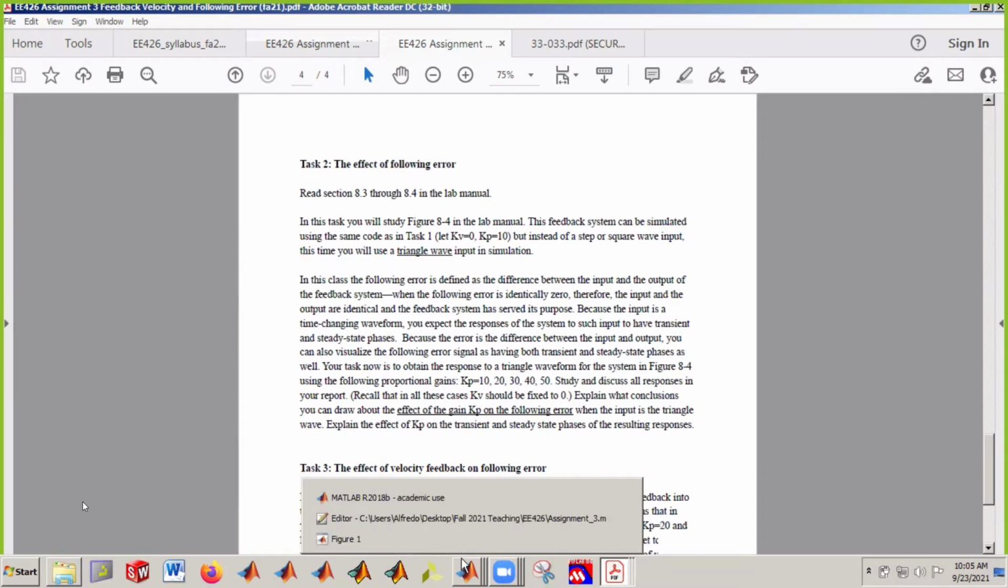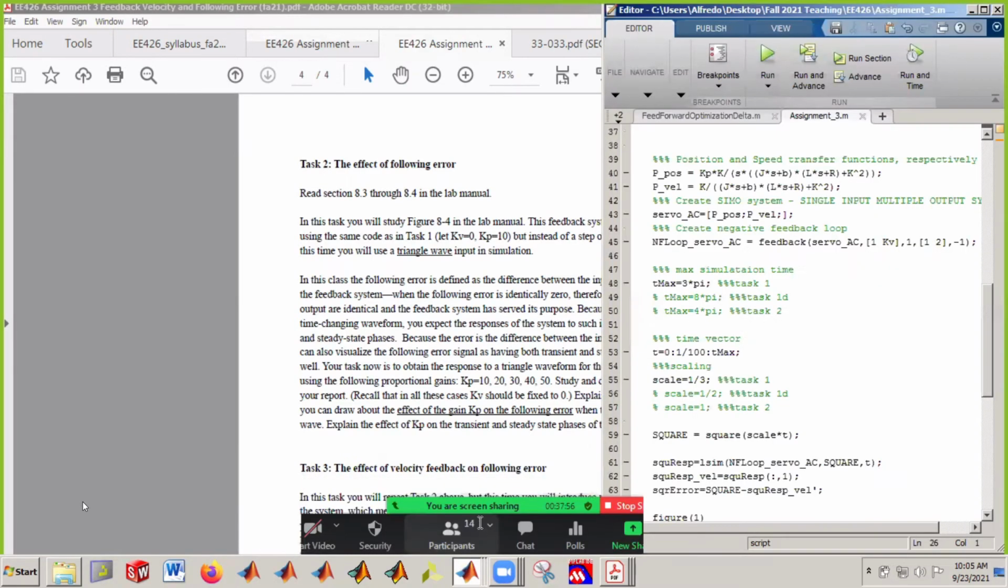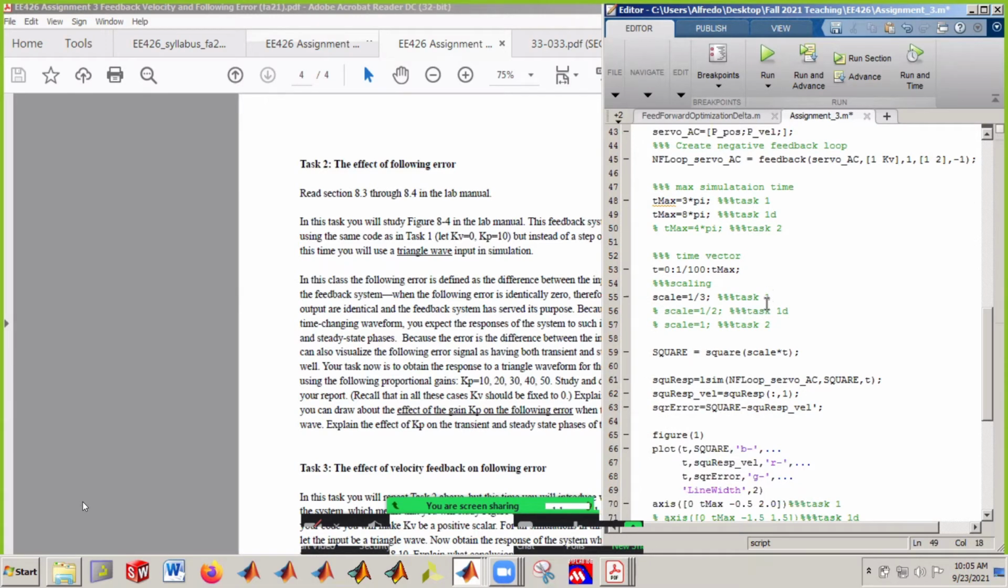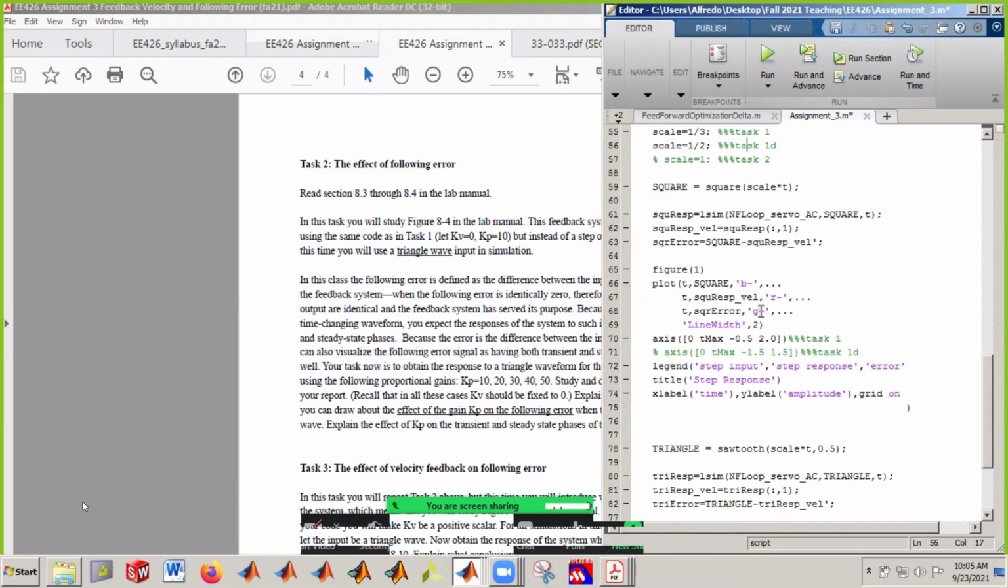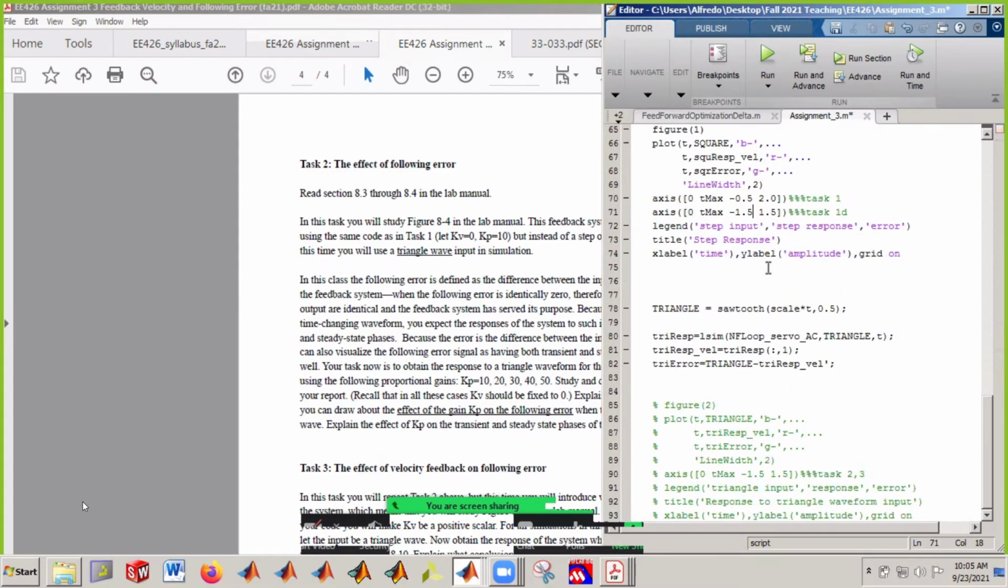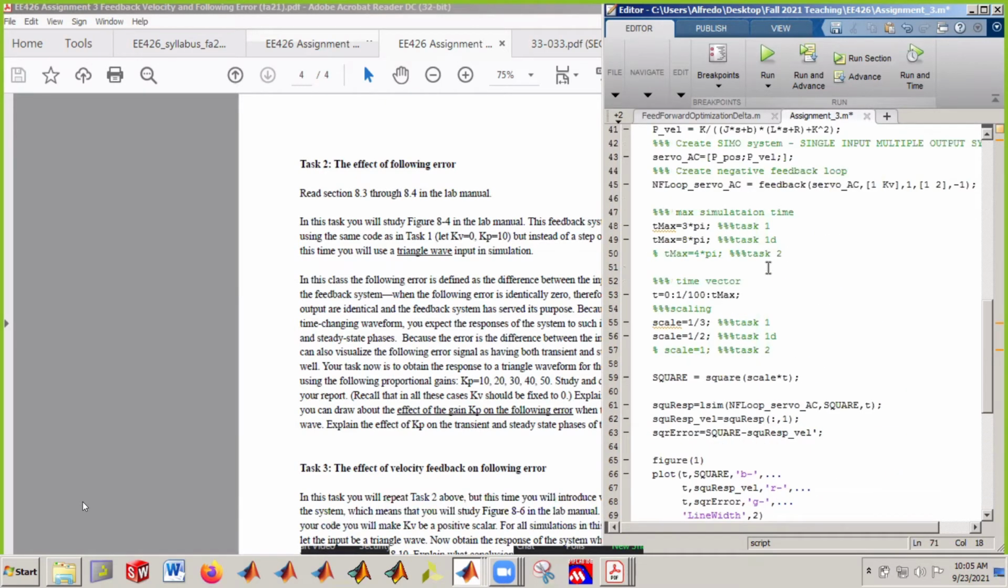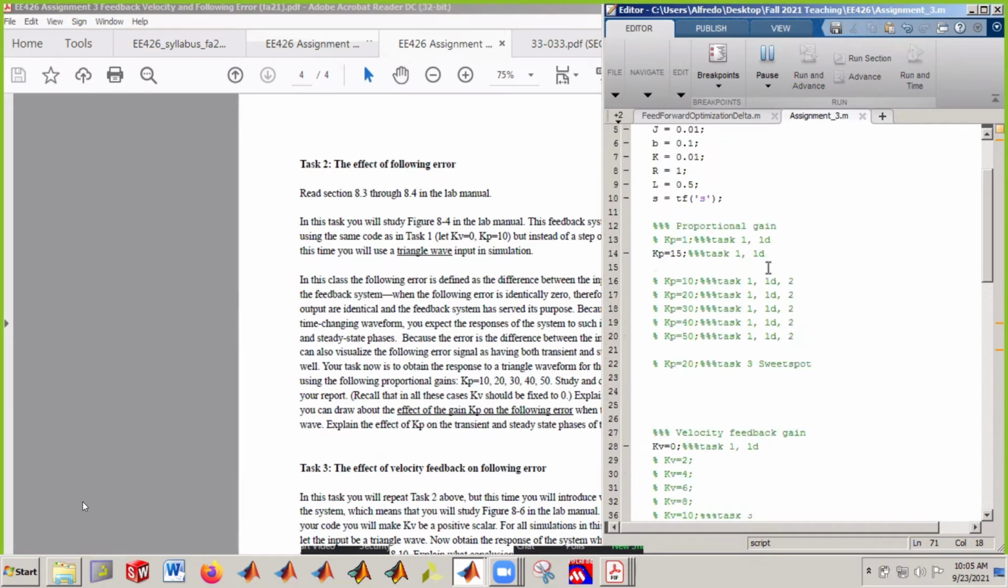All right, task 2. So what will happen here now? We will actually change the input from a step. I actually should have shown you the responses for a square wave. I think I will do that. Let me just set up my code here so that you can see the responses for this same system as opposed to steps. We're going to introduce square waves. So let us see what this is going to give us.